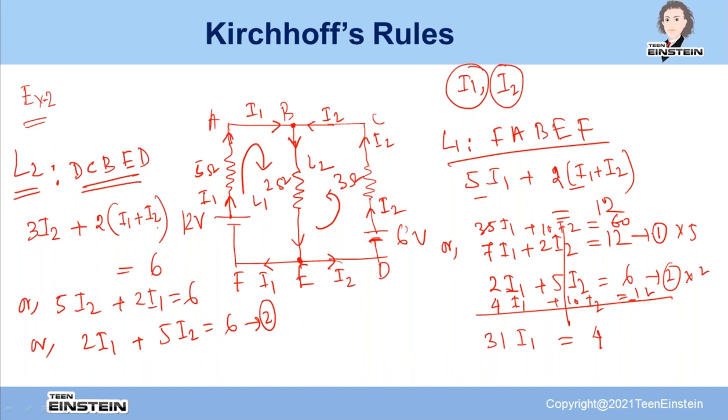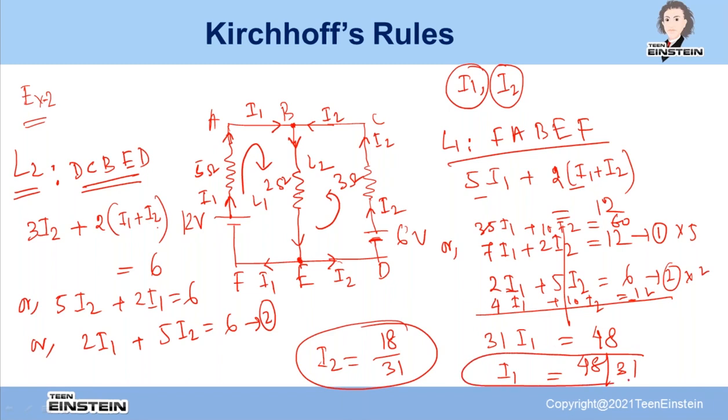Now if you do the elimination of the other one, or maybe you just substitute this value in any equation, you will be able to get I2 as 18 by 31. So these are the values you have got. Now if you just add both of them, what you get is the I3, which is flowing through this 2 ohm resistance, will be I1 plus I2. That means I3 will be 66 by 31. So this is the answer.